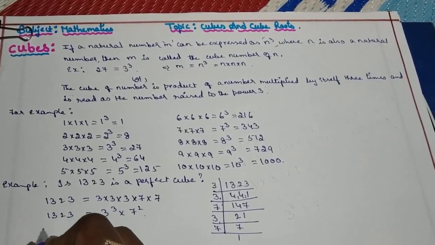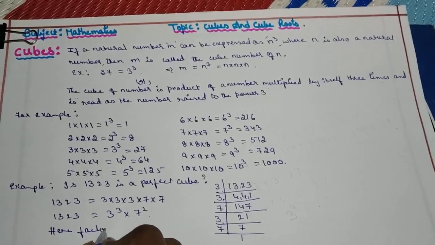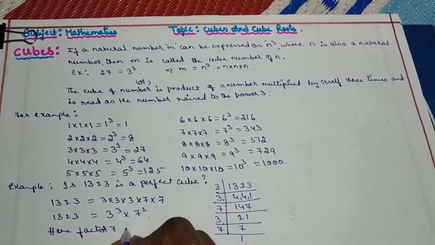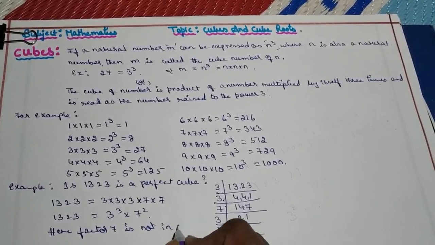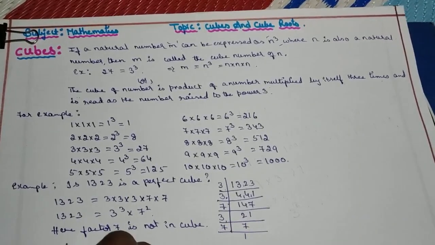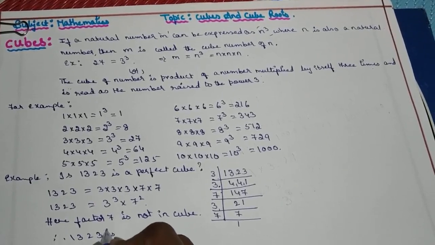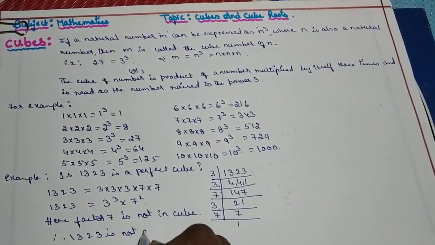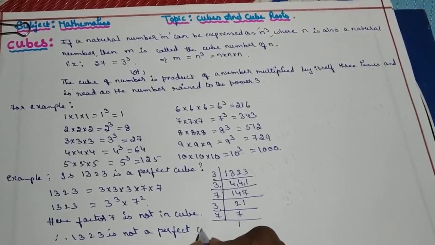Therefore, clearly I can say that 1323 is not a perfect cube. Here the factor 7 is not in a cube. Therefore 1323 is not a perfect cube.